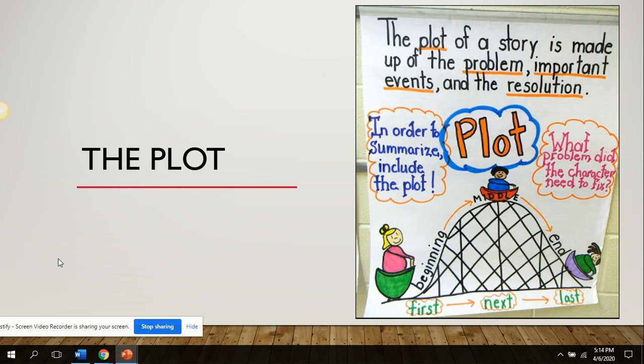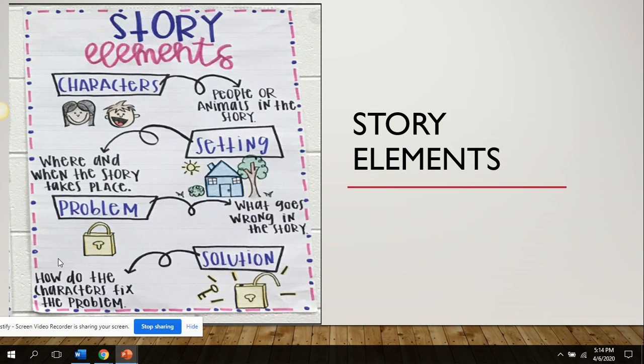Remember, the plot of a story describes the events that happen at the beginning, middle, and end of the story. Once we pointed out the main character, we can then identify the problem that the character is experiencing. A problem tells the reader what goes wrong in the story.